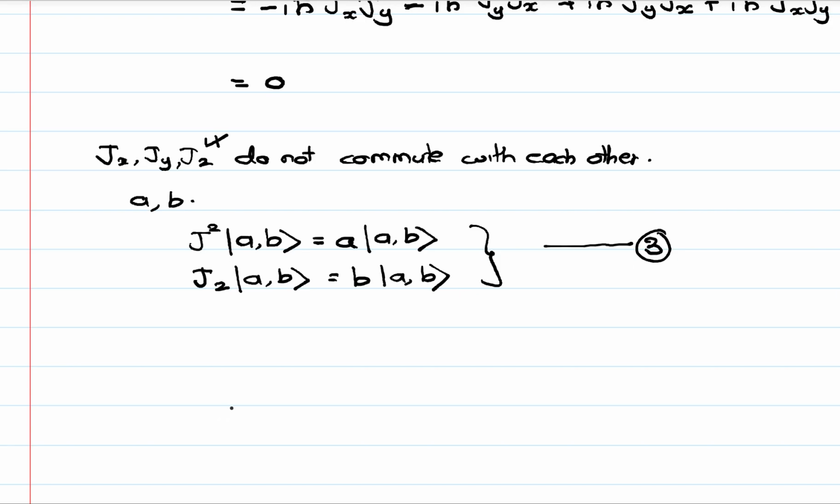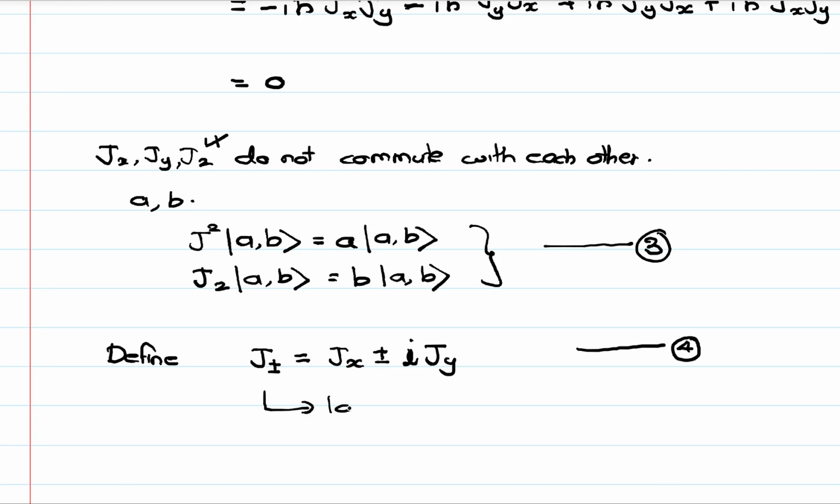Now, if you want to find out the allowed values of a and b, we need to do it in a different way. So I am defining a new operator j plus or minus, which is equal to jx plus or minus i jy. This is a non-Hermitian operator, and these are known as ladder operators.